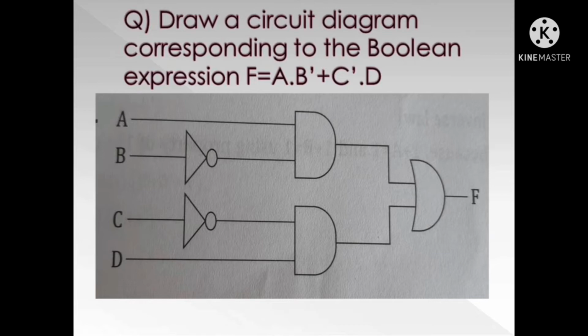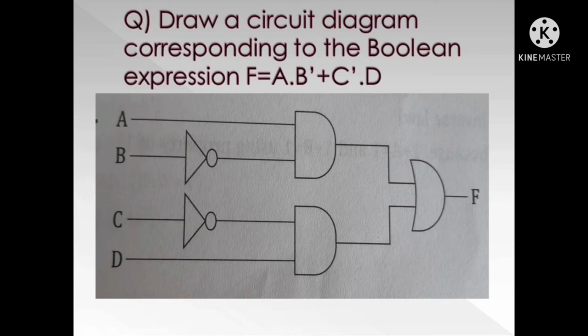First we want to complement B and C. For complementing B and C we want to use 2 NOT gates. The B will be given as the input of one NOT gate. Then A dot B complement: we want to use AND gate for A and the output of NOT gate, B complement. Then next is C complement dot D. For dot we are using AND gate.